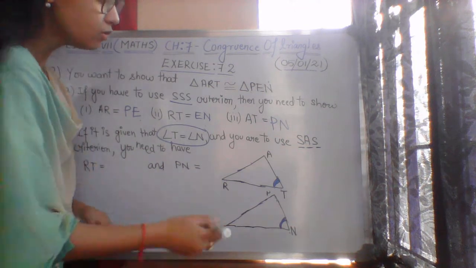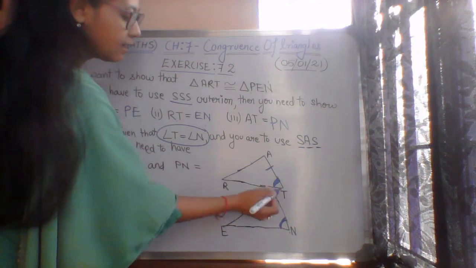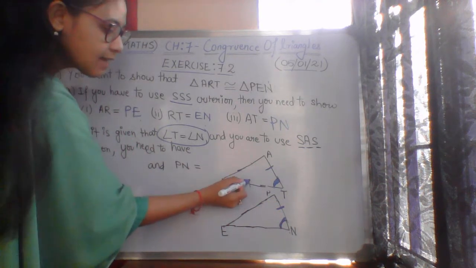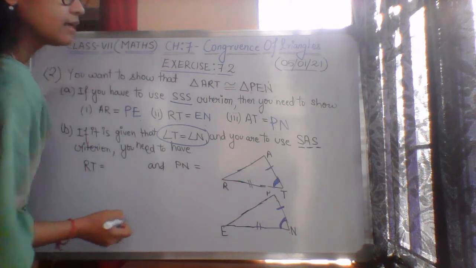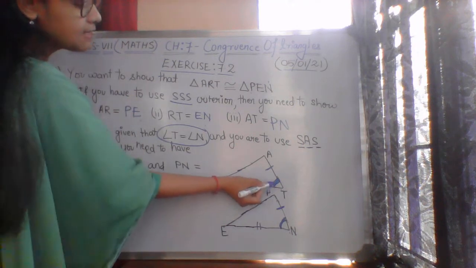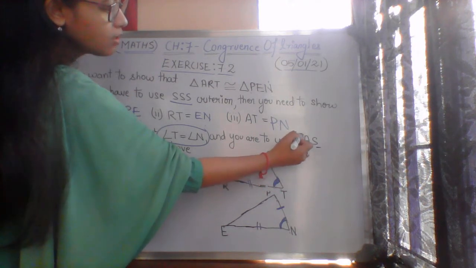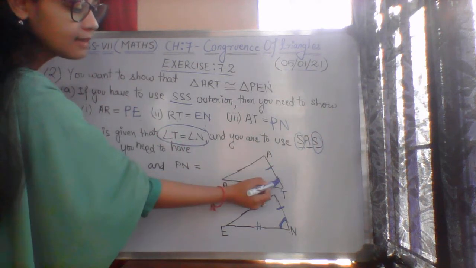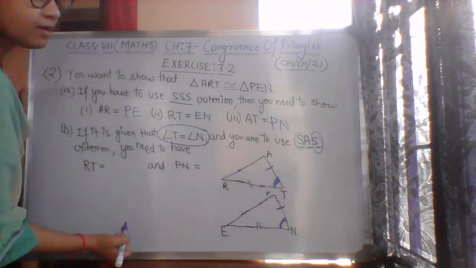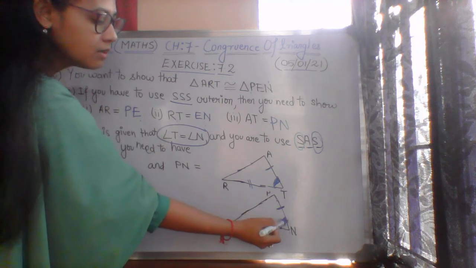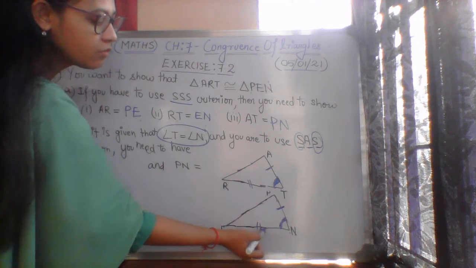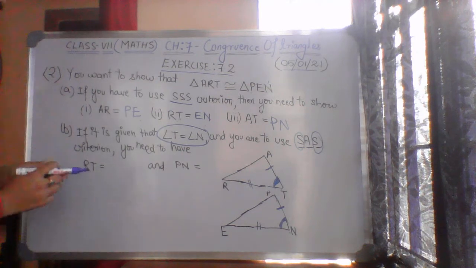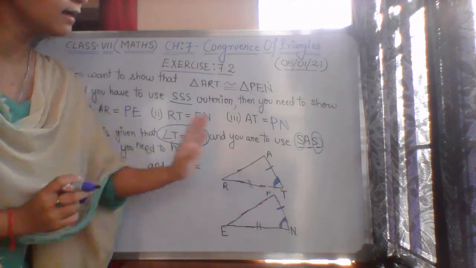What I have to show? This side is equal to this side and this side is equal to this side. Now you can see easily this angle is between the two sides. These are the two sides and the angle is in the middle. In this triangle also, this angle is in the middle of these two sides. So angle T equals angle N, it is already given.